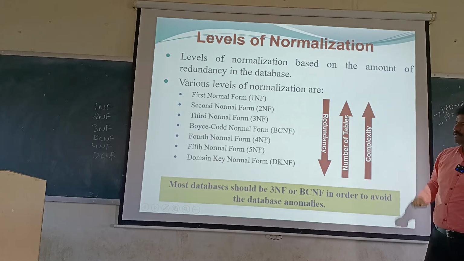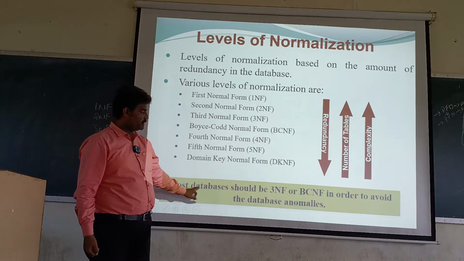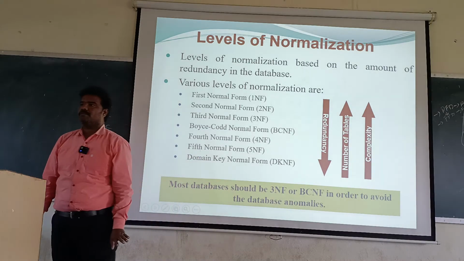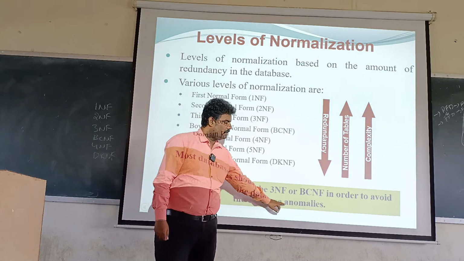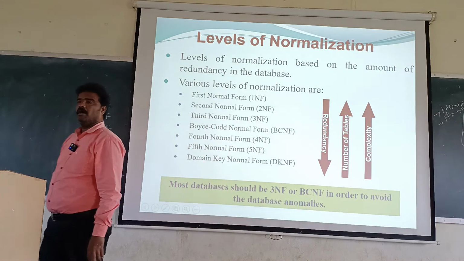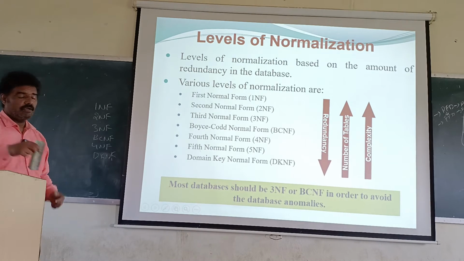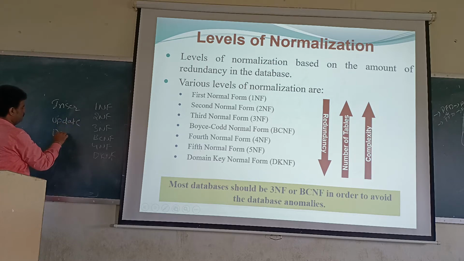Now, please note this once, and try to understand what we are mentioning here. Most databases should be in 3NF and BCNF in order to avoid database anomalies. Again, what is the meaning of anomalies here? And how many types of anomalies do we have? We have three types of anomalies. One is insert, two is update, and third one is delete. We have 1, 2 and 3.